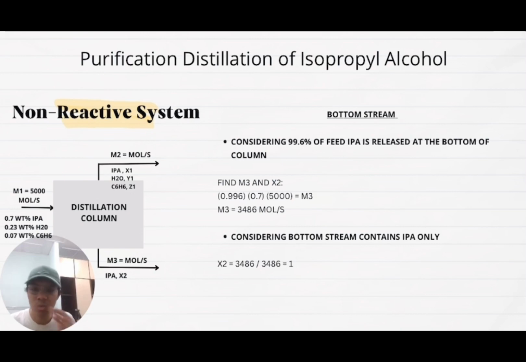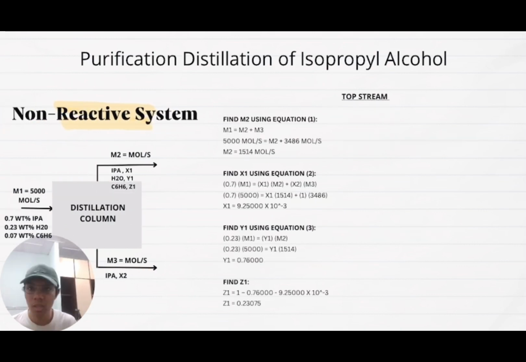For the bottom stream, considering that 99.6% of feed IPA is released at the bottom of the column, we just have to times that value with the feed IPA, which is just 70% of 5000. So we will get 3486 mole per second. And considering that the bottom stream contains IPA only, so it's just 1. 3486 over 3486 is simple. For the top stream, we are going to use the independent equations from early on. And from there, we can find the total molar flow rate of the top stream, M2, and we can also find the mole fractions, X1, Y1, and Z1.